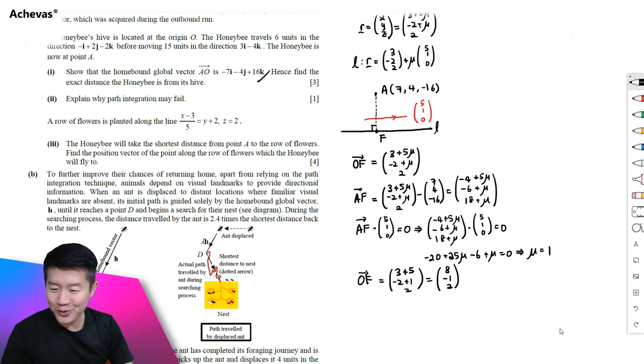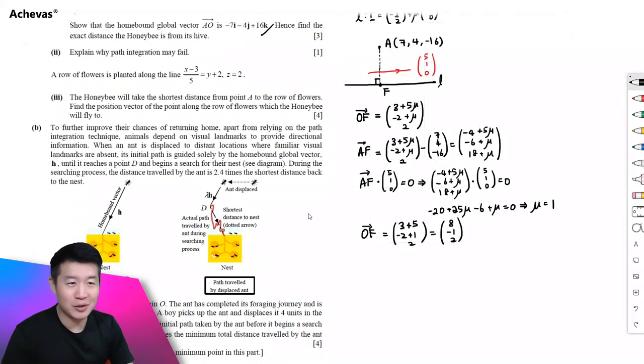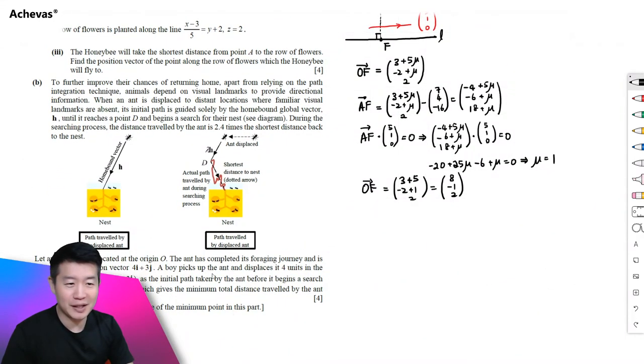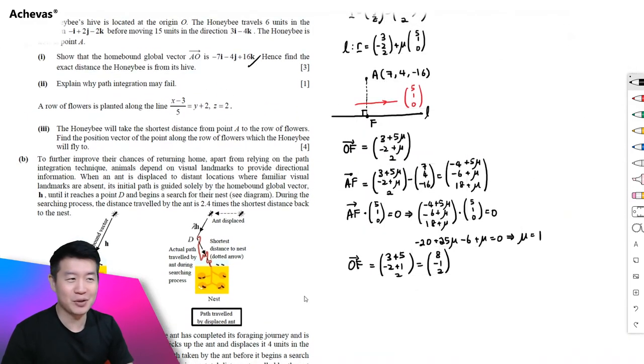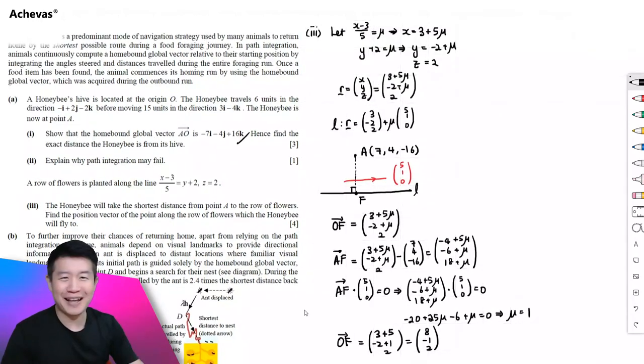I was so confused just now, Claire, by this rub by a finger thing. Because I thought, for this, the boy is going to be lifting up the ant and then placing it 4 units. So I was wondering, did I misread something about this question? Did the boy actually rub the ant or something?